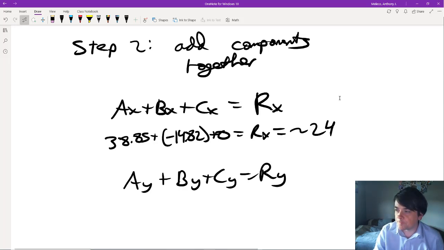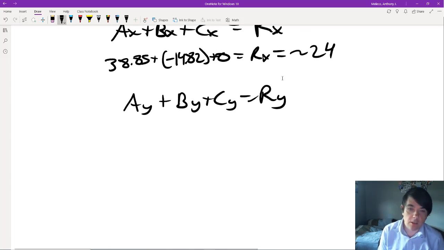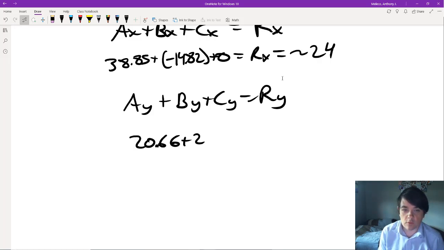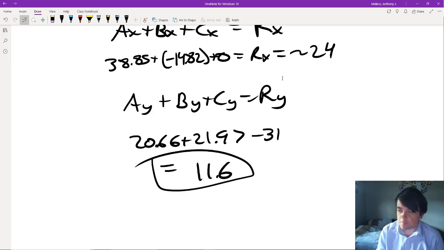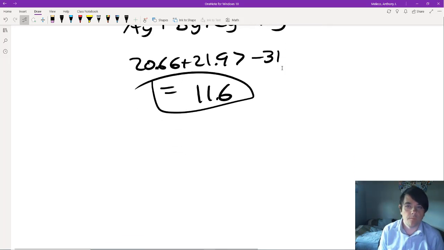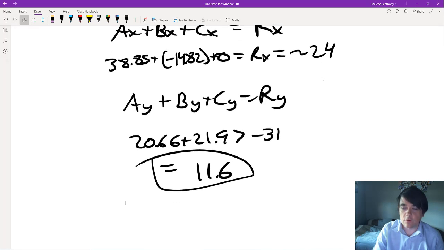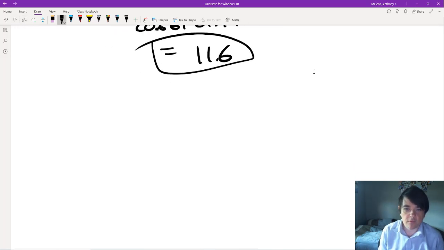The Y's equal Ry. This will be 20.66 plus 21.97, and this is minus 31. This is going to be 11.6. Okay? Cool. So now we have our two components. We have 24, so Rx, and then this guy is 11.6.